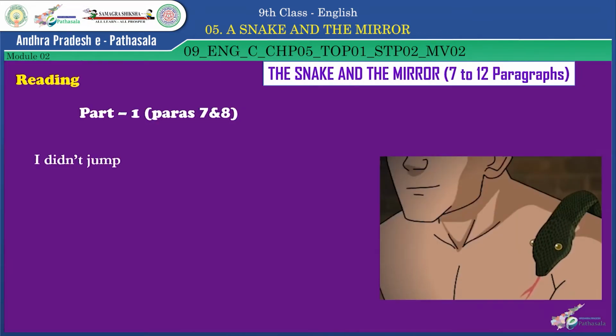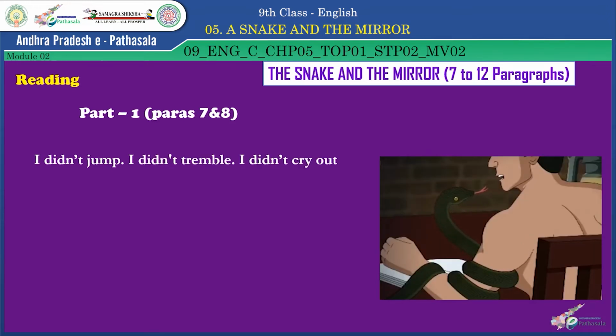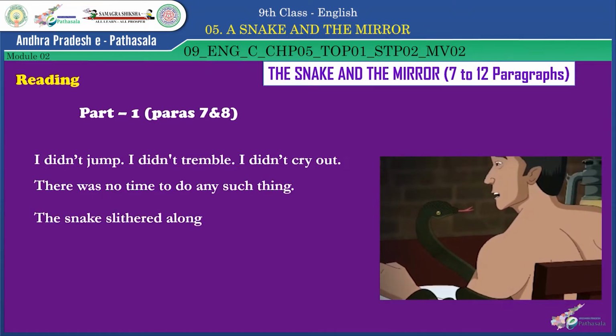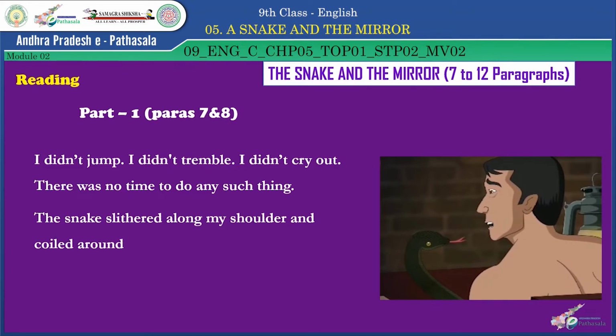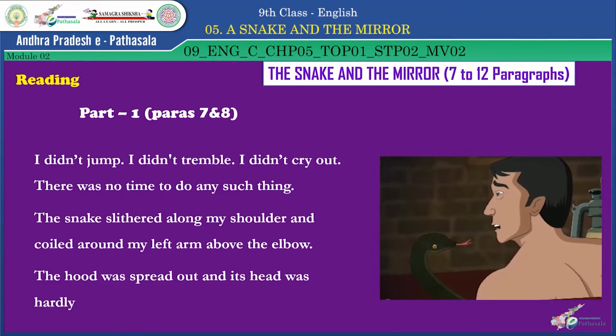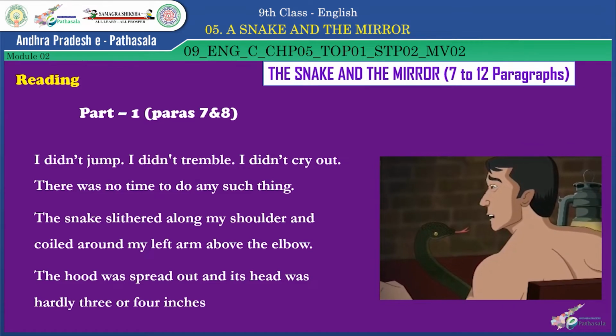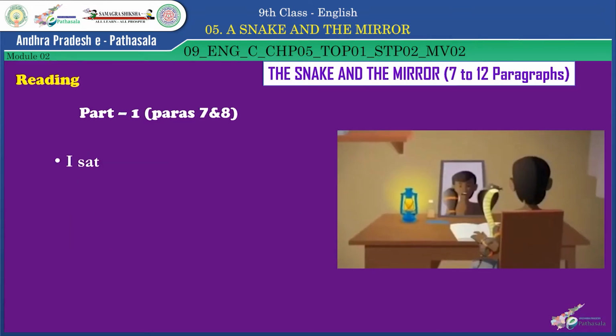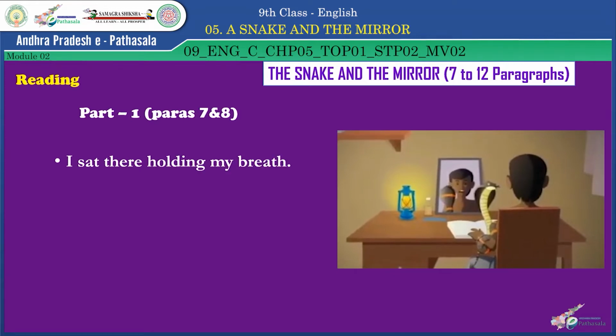I didn't jump. I didn't tremble. I didn't cry out. There was no time to do any such thing. The snake slithered along my shoulder and coiled around my left arm about the elbow. The hood was spread out and its head was hardly 3 or 4 inches from my face. I sat there holding my breath. I was turned to stone.